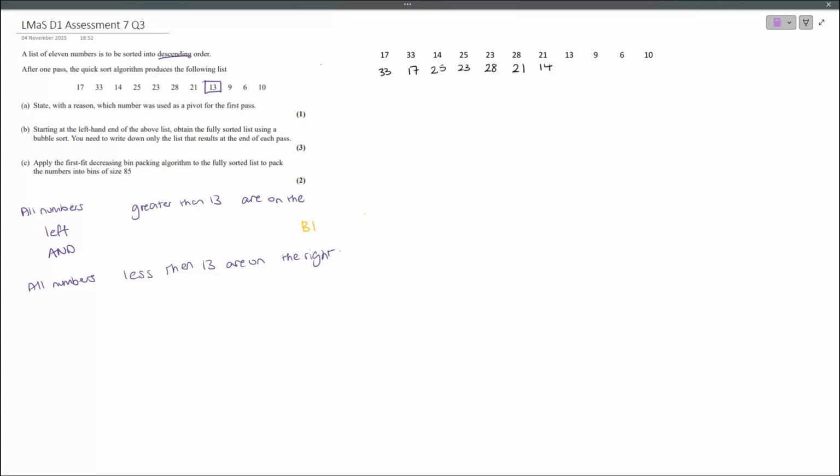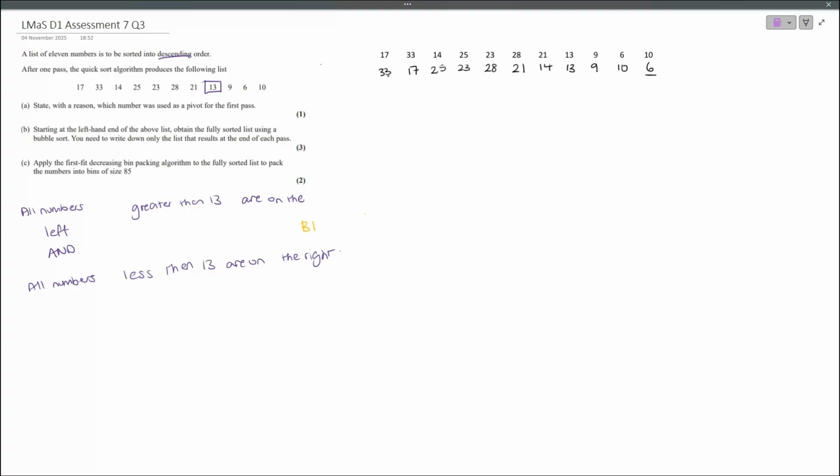We're going to carry on with 13. 13 is in the correct position because it's stopped by 9, and 9 is also in the correct position. 6 does need to change with 10, so we're going to swap 10 and 6 around. And now 6 is in the final position. So we're going to do this again.